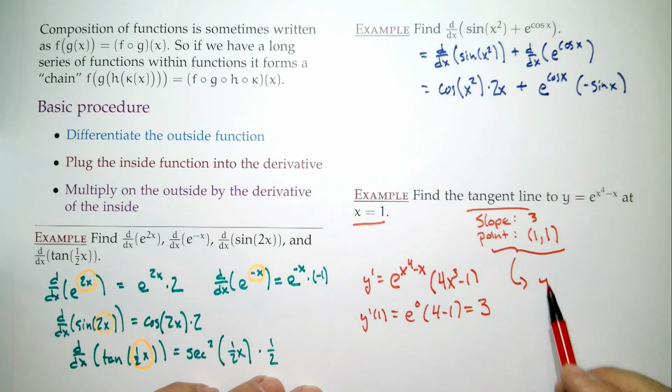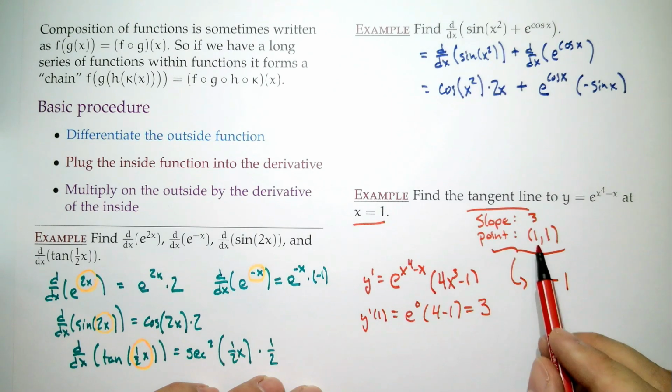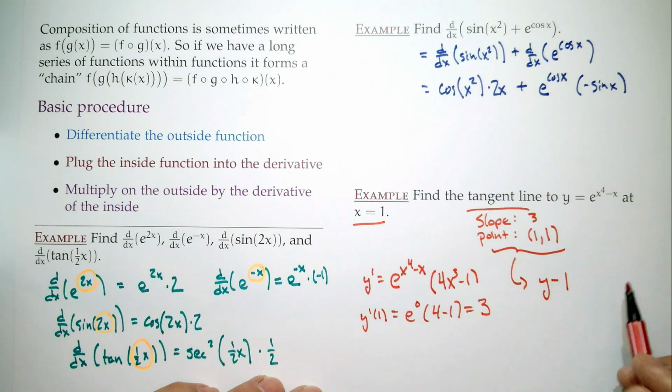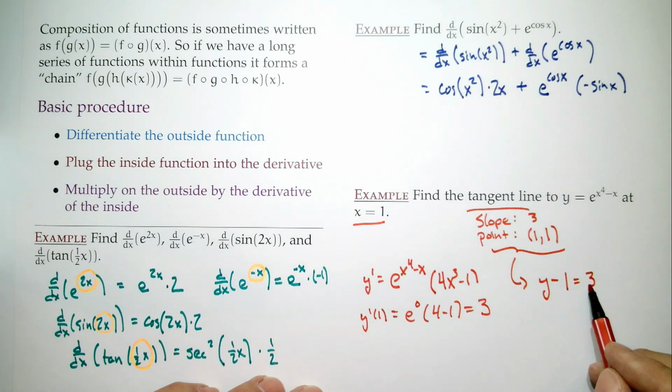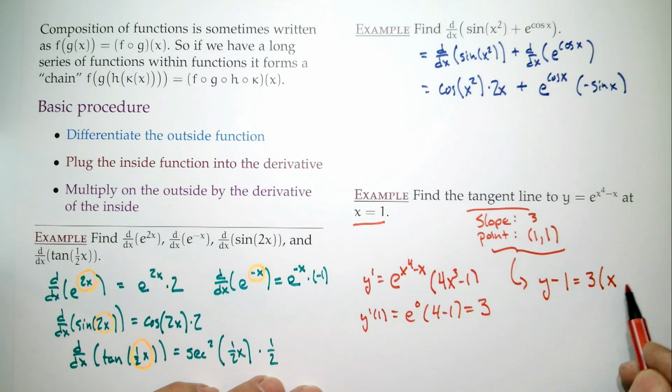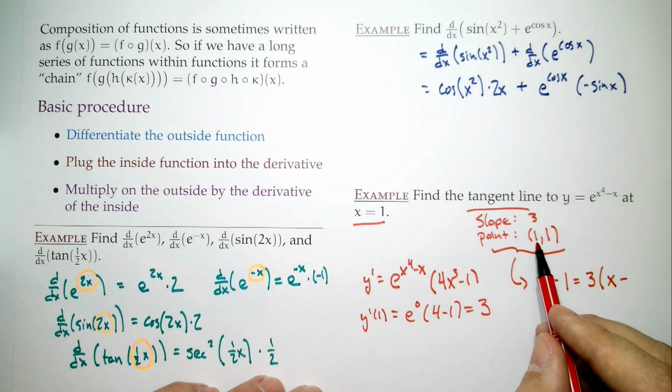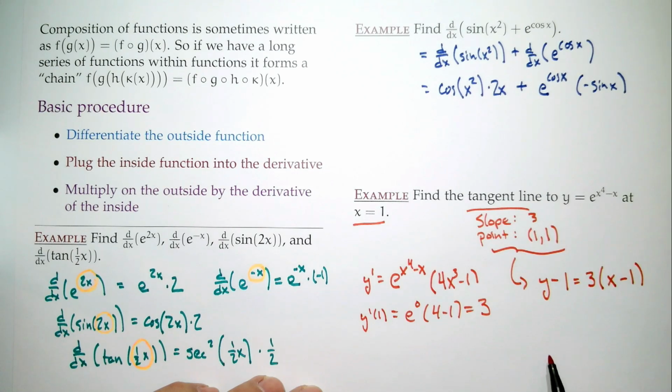Y minus our y-coordinate, so y minus 1, is equal to our slope, 3, times x minus our x-coordinate. Well, that also turns out to be 1 in this case. We could leave our answer like that, or we could say this is y equals 3x, multiplying the 3 through. Then you get a minus 3. Over here you plus 1 more, so it would be 3x minus 2.